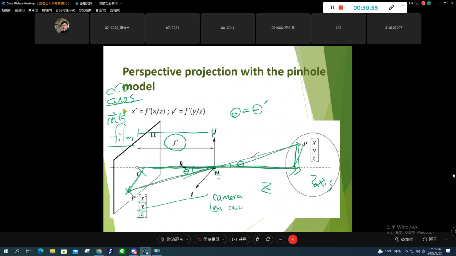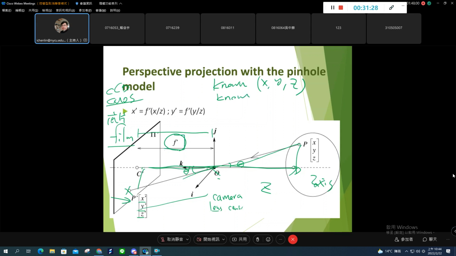So if these two triangles are similar in shape but different in size, perhaps we can use a single rule, such as in Chinese 相似三角形 (similar triangles), to find the projection point. So the idea is that, for instance, the ratio here. What is our known? Known is the X, Y, and Z here, and we also note the F here.